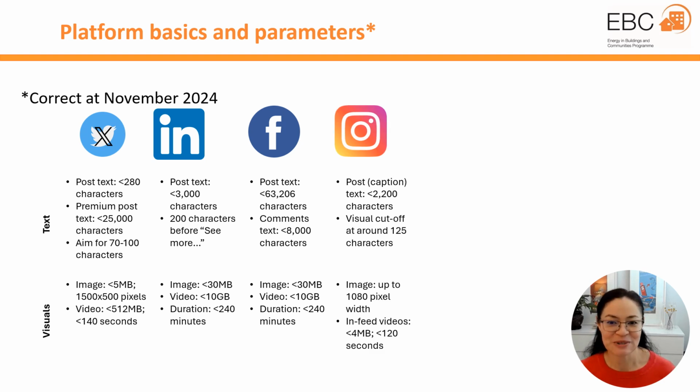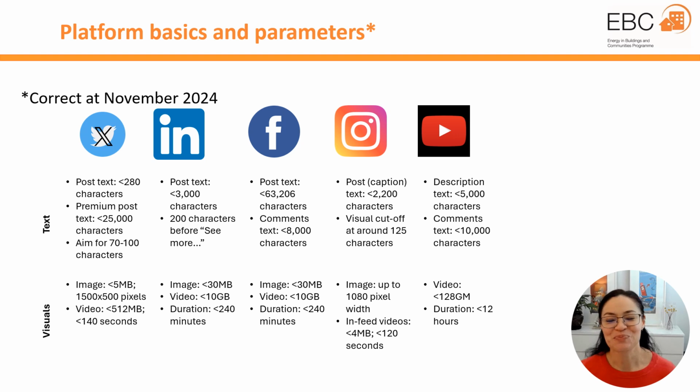Instagram is a platform that was made for people to share images. It is used in research fields where imagery is an important part of the work. The post text, or the captions that go with the images, can be up to 2,200 characters, but the visual cutoff for what text appears before the read more signifier is around 125 characters, so it's useful to make the most engaging information in the first few words. For images, use up to 1,080 pixels wide, and for in-feed videos, they can be 120 seconds long at the most, or up to 4 megabytes.